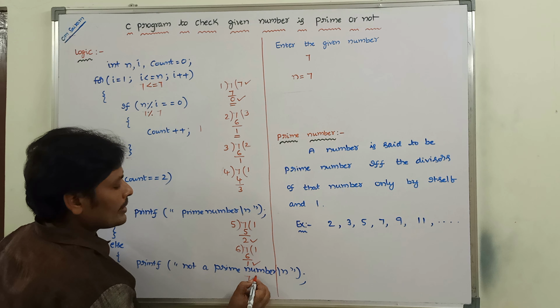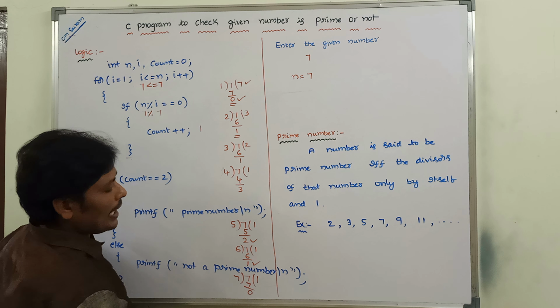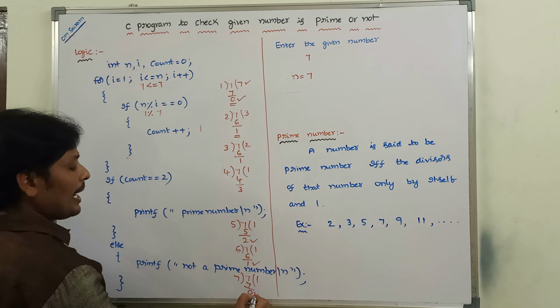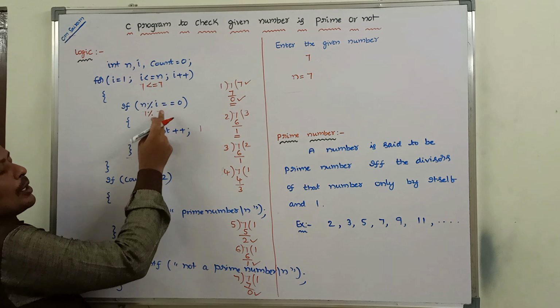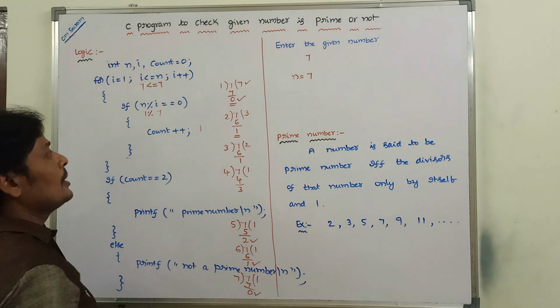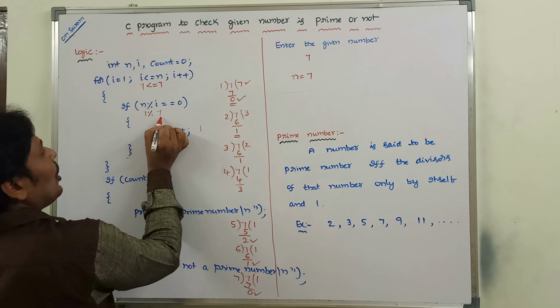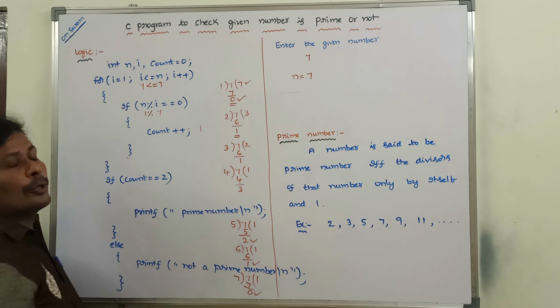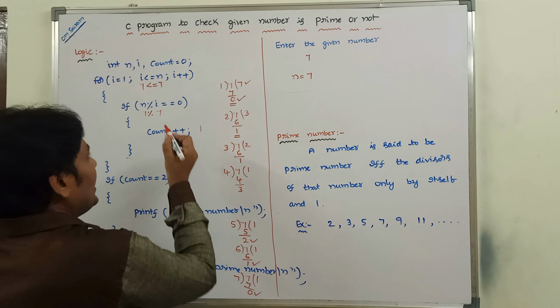So 7 is divided by 7. 7 ones are 7. Remainder value is 0. So okay, this is the value we have taken: 7 modulus operator 7 equal to 0. So here the condition is 7 modulus operator 7 equal to 0. So condition true.